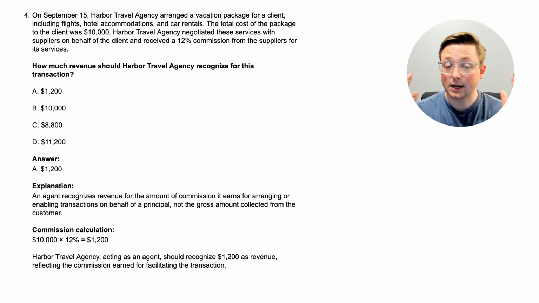So again, this is not something you're going to dive super into, agents and principals in the FAR exam. Way more important on the BAR exam. But if you ever see a question like this where somebody is doing something on behalf of somebody else and they're receiving a commission for it, they're just receiving the commission as revenue. They're not recognizing the rest of the money because the rest of the money goes to the principal or the person who's actually taking on the risk, who's actually performing the services for the people who the agent is helping. All right, now let's go to the next question.